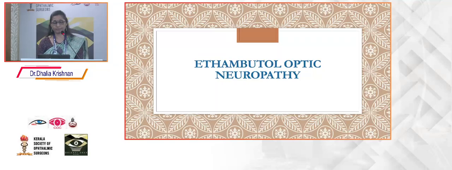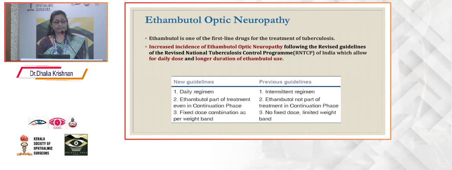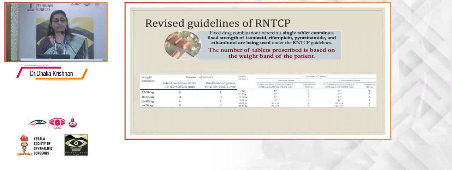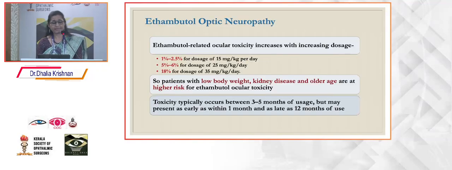Coming to ethambutol optic neuropathy, we are all seeing an increased incidence following the revised guidelines of the RNTCP program, which allows for daily dose and longer duration of ethambutol use, and fixed dose combinations where the number of tablets prescribed is based on the weight band of the patient. Studies have shown that ethambutol related optic neuropathy increases with increasing dosage. Patients with low body weight, kidney disease, and older age are at higher risk. The toxicity typically appears between 3 to 5 months of treatment, but may present early or later.